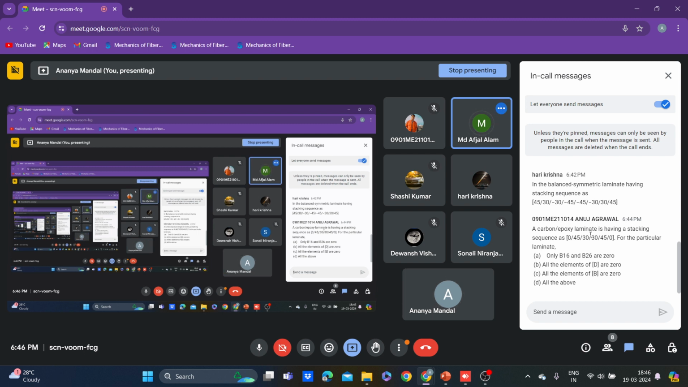Ma'am, your screen is not shown. But here B16 and B26 are also zero only, ma'am. Here both are zero. In the stacking sequence, B16 and B26 are 0. Yeah, correct. But the whole other matrix will be 0.